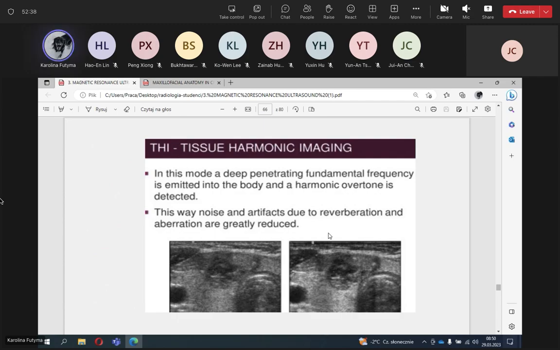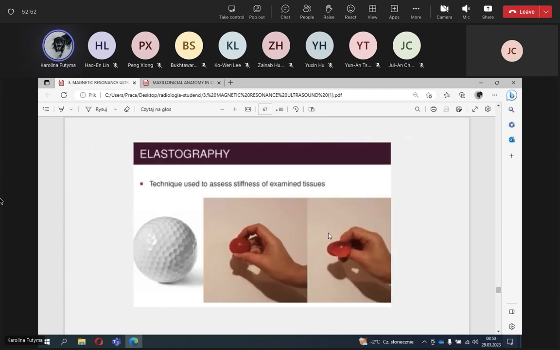So in this mode, a deep penetrating fundamental frequency is emitted into the body and the harmonic overtone is detected. This way, noise and artifacts due to reverberation and aberration are greatly reduced.